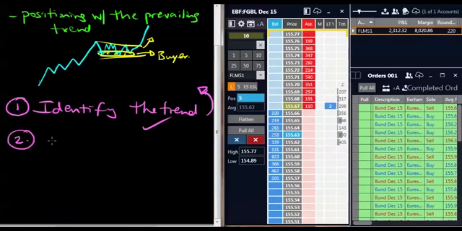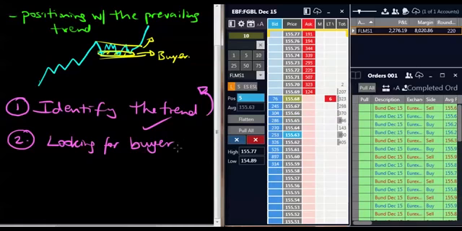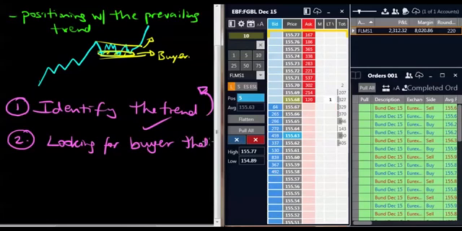So number two, looking for a buyer. Now, this is just from an absorption standpoint. You're not looking for momentum. We're looking just for absorption. You're looking for a buyer that is passive and reloading.